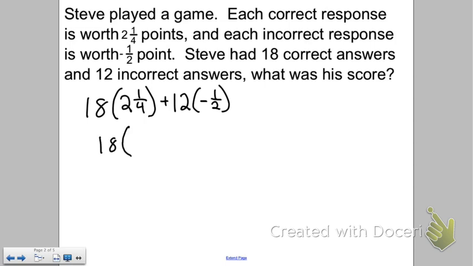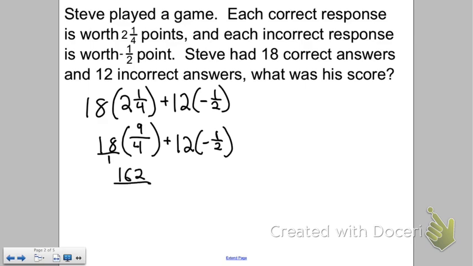To multiply this, we have to turn this into an improper fraction, so it becomes 4 times 2 is 8, plus 1 gives us 9/4, plus 12 times negative 1/2. To multiply this, I can turn it into 18 over 1. Now I'm going to multiply the numerators first. 18 times 9 is 162. 1 times 4 is 4.